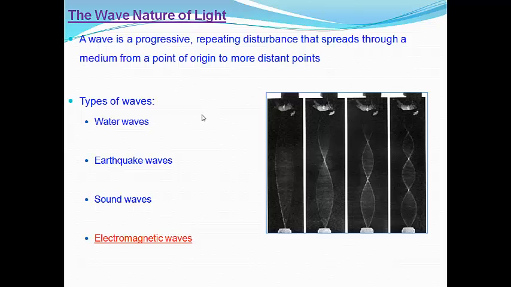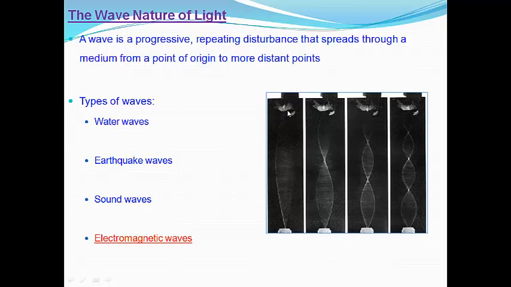As we said before, light behaves as a wave. What is a wave? A wave is a progressive repeating disturbance that spreads through a medium from a point of origin to more distant points. We're familiar with various examples of waves, which include water waves, earthquake waves, sound waves, and very importantly, the electromagnetic wave, which is what light is.